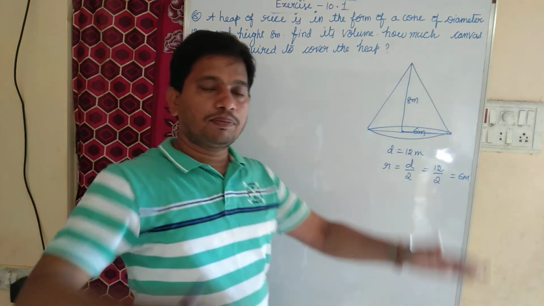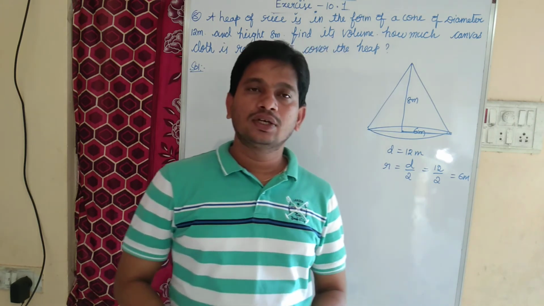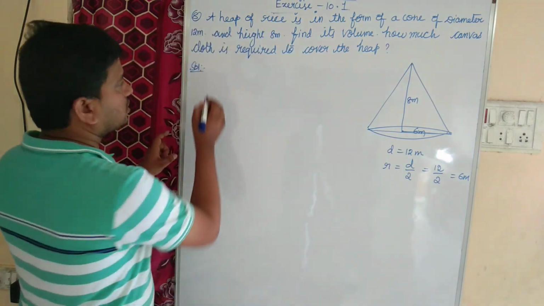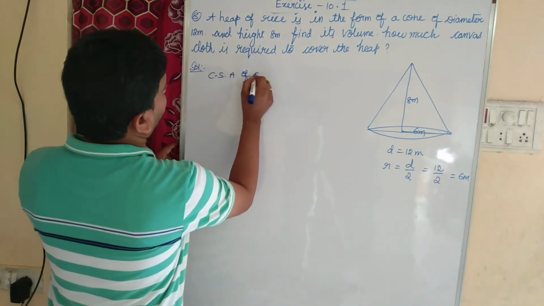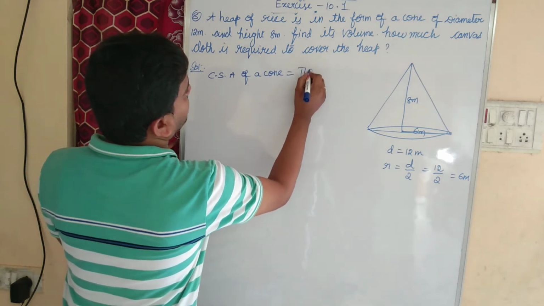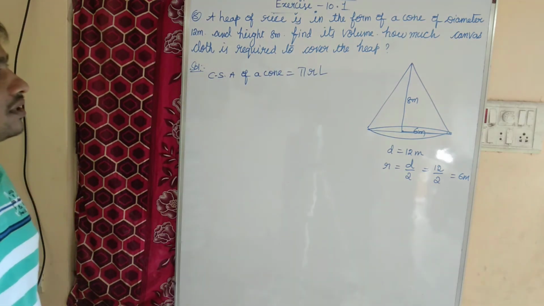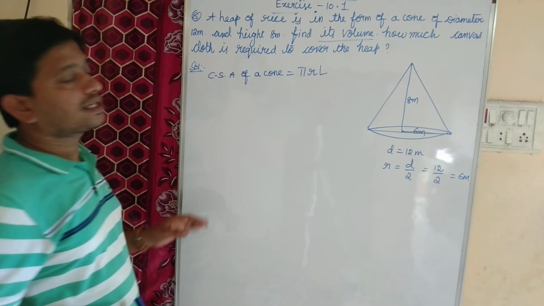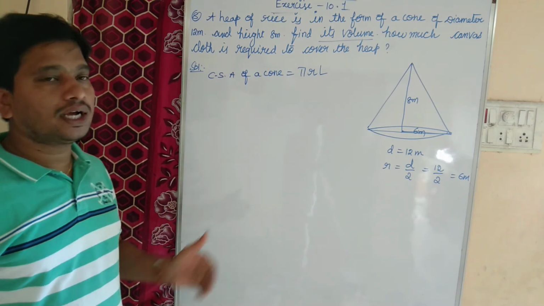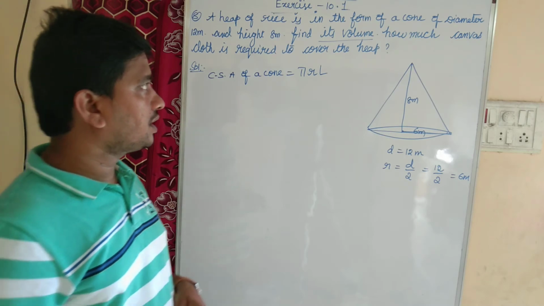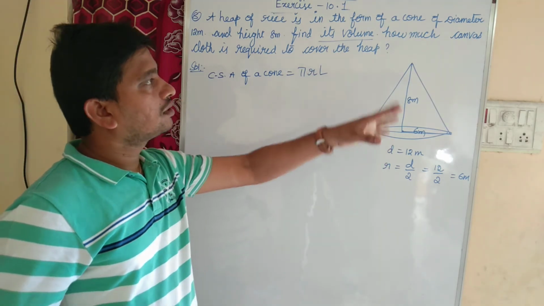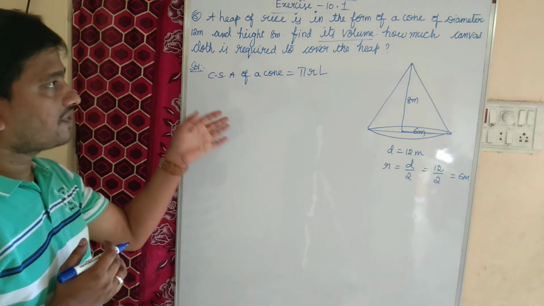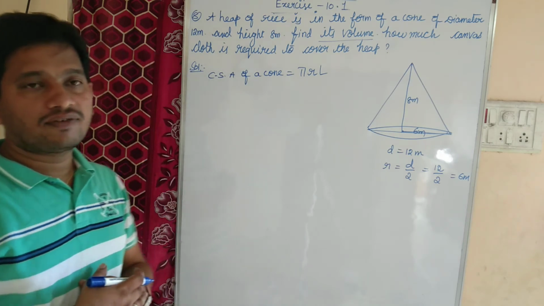So to cover the heap, we don't want the bottom of the base, right? So here we have to find out the curved surface area of the cone. Children, we have to find CSA of a cone. What is the CSA of a cone? CSA of a cone is pi RL. First they are asking to find its volume, then they are asking how much canvas cloth is required to cover the heap. I mean, we have two questions here: one is volume and the other is how much canvas cloth is required to cover the heap. So first let us find out how much cloth is required to cover the heap.